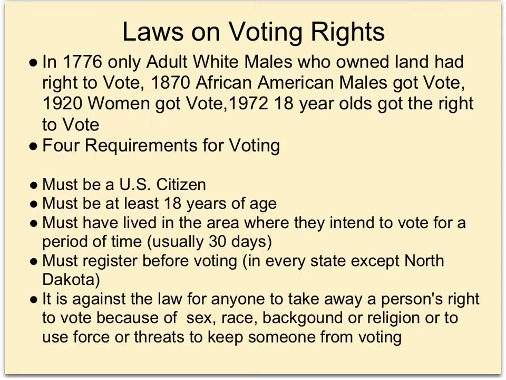There are 4 requirements for voting. Number 1, you must be a United States citizen. Number 2, you must be at least 18 years of age. Number 3, you must have lived in the area where you intend to vote for a period of time, usually 30 days, and you must register before voting. Number 4, it is against the law for anyone to take away a person's right to vote because of sex, race, background, or religion, or to use force or threats to keep someone from voting.